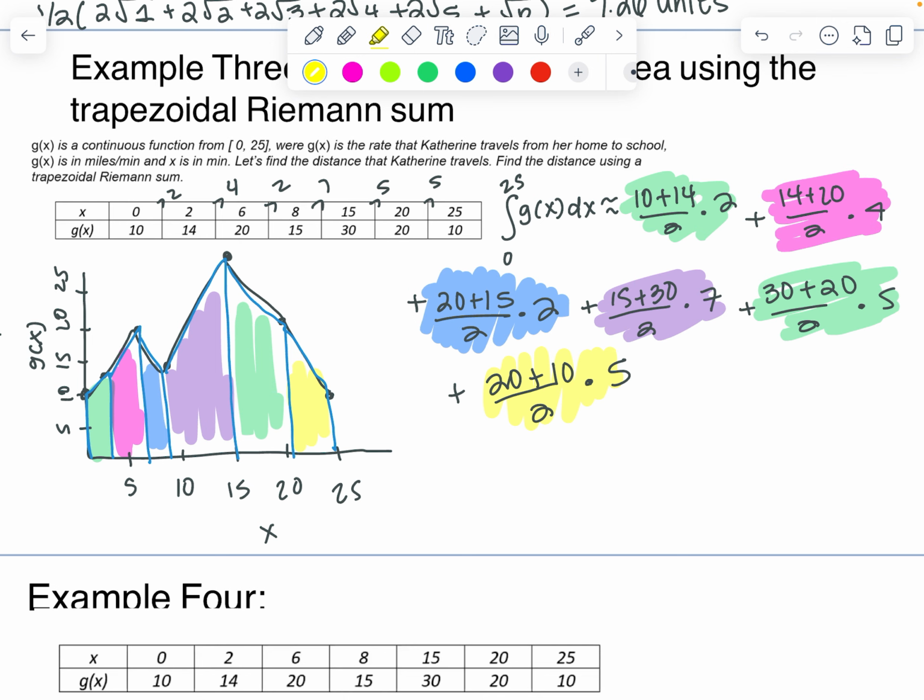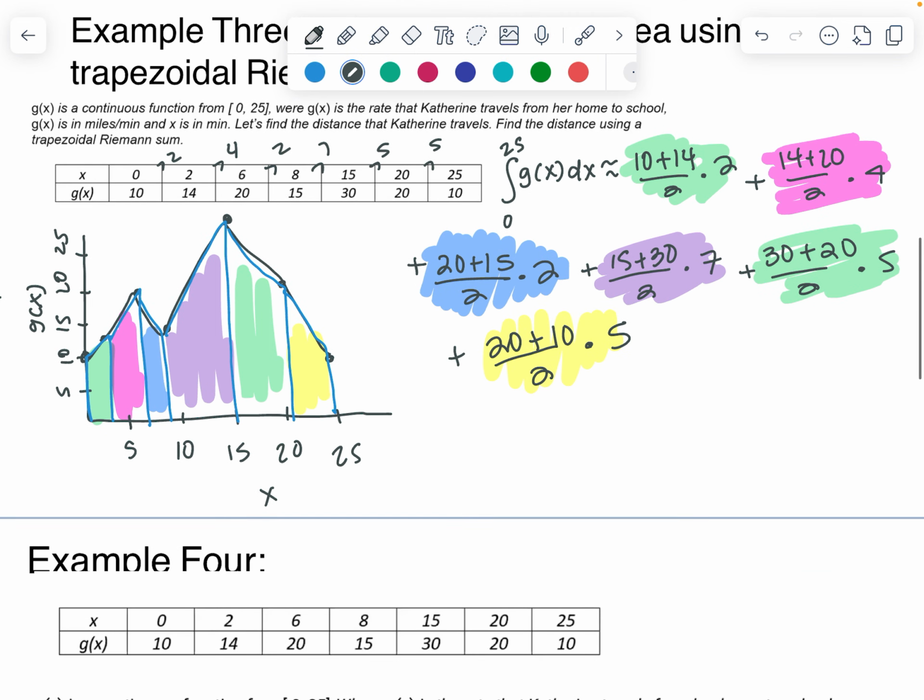So now I just got to evaluate. Not all of them have the same width, but they all are being divided by 2. So I can pull out the 1/2 from all of them, so I don't have to deal with the division by 2 anymore. Then you'd have 10 plus 14 that you have to do first, because they're like in parentheses, imaginary ones, but this would be 24 times 2, so that's 48. This is going to be 34 times 4, and that is 136.